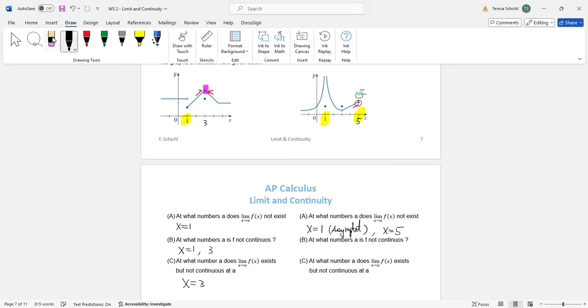Okay, so now the next question they ask you is which function is not continuous. By looking at the graph, obviously x equal to 1 is not continuous.